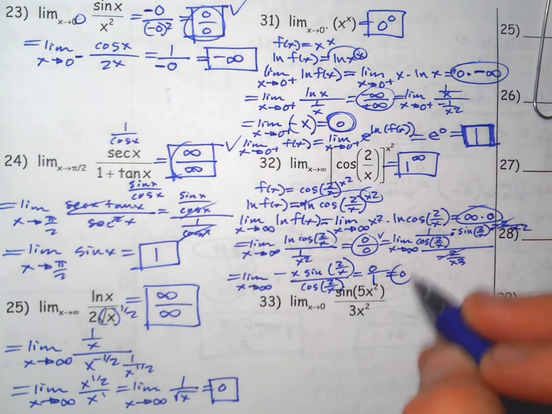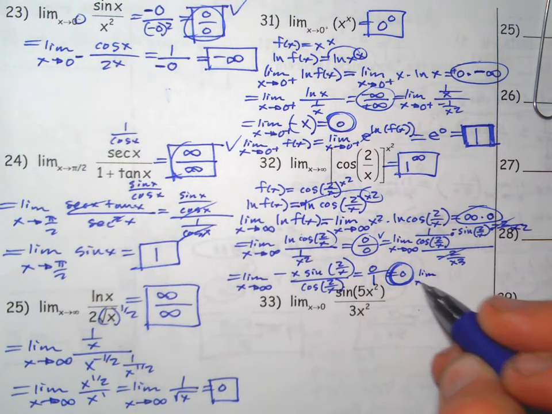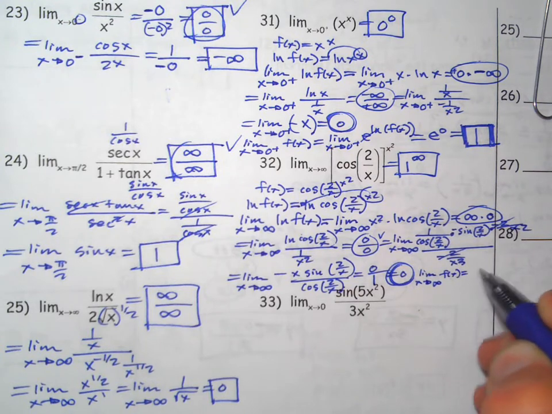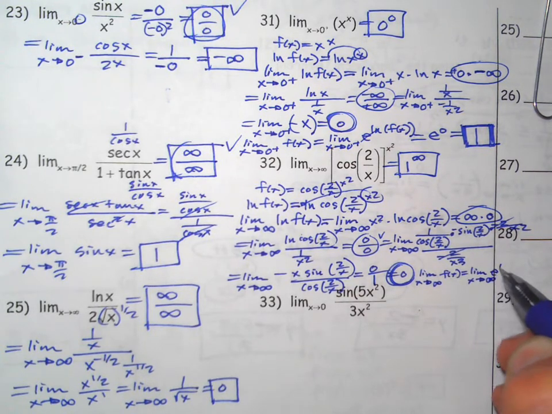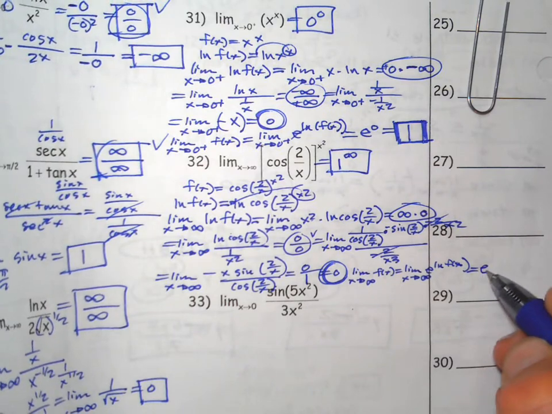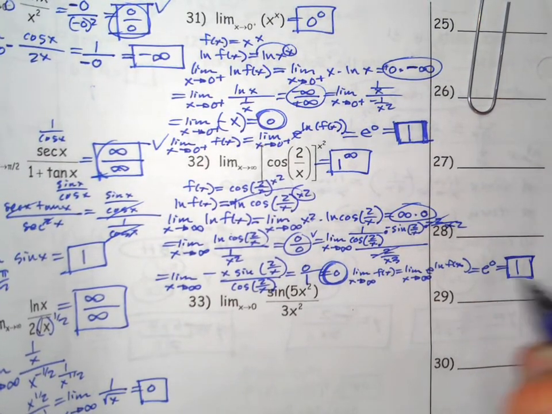Thankfully, that's done. We've got to re-exponentiate it. So the limit as x goes to infinity of f of x equals the limit as x goes to infinity of e to the natural log of f of x, which equals e to the 0, which equals 1. Okay?